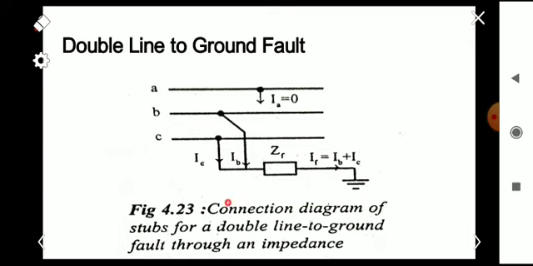So the corresponding representation of the figure is like this. All the three phases are represented here, and the phase B and phase C are shorted, and connected to ground through an impedance ZF. From the figure itself, some assumptions can be made, that is IA is equal to 0 and VB is equal to VC, which is equal to ZF into IF, where IF is the fault current flowing through that impedance. So ZF into IF, where IF will be IB plus IC.